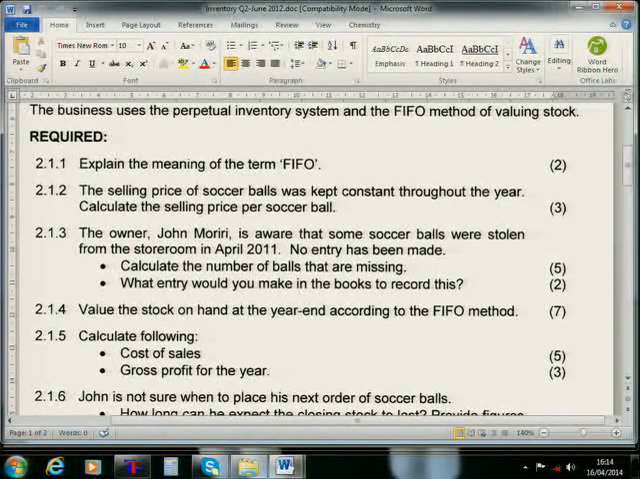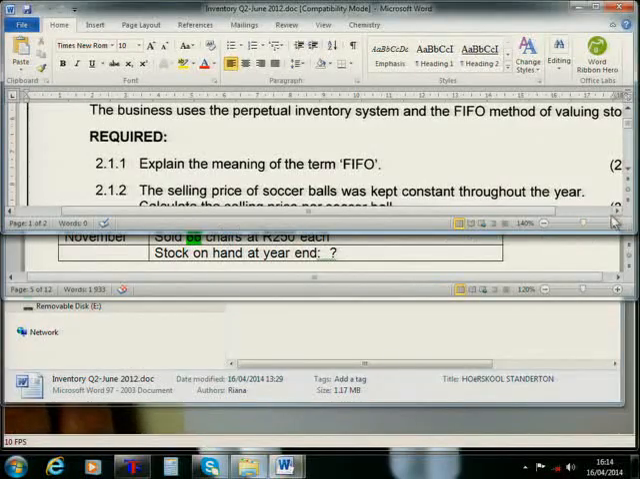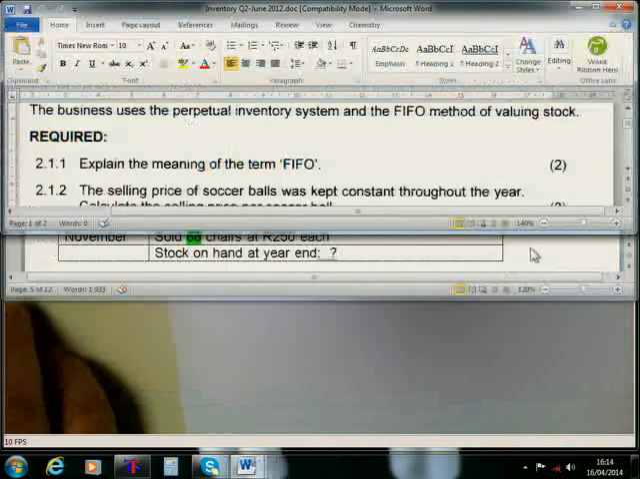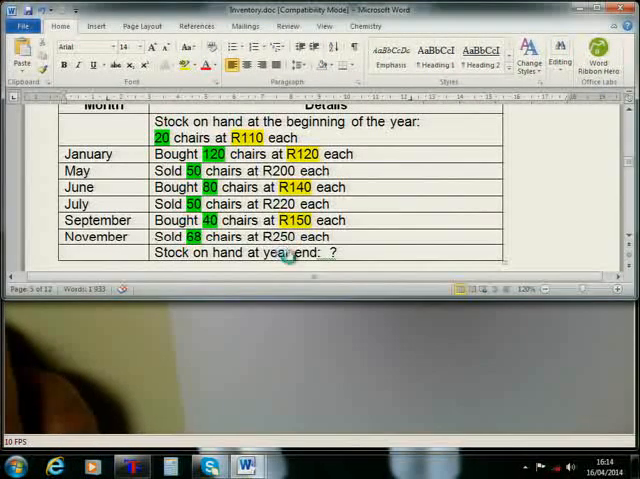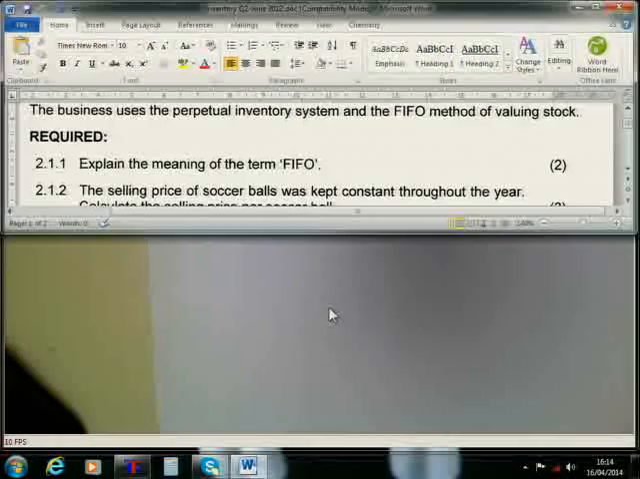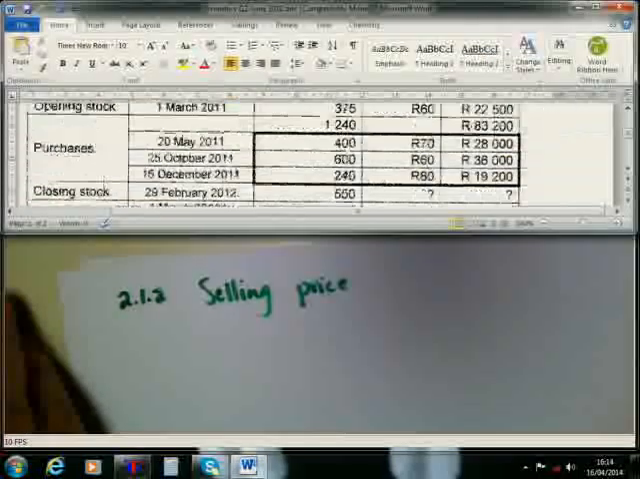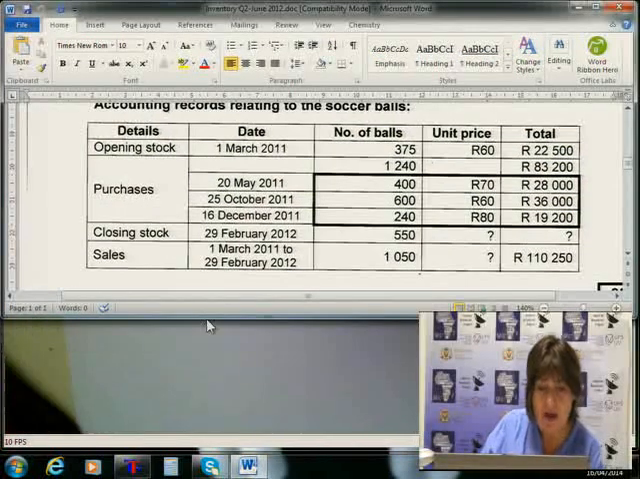Okay, let's quickly see where the information is. I want to show you the information. Let's close that one, and then we only have that one there. The selling price, we need the information and we can go there. Oh, there's a lot of information there. Okay, there it is.